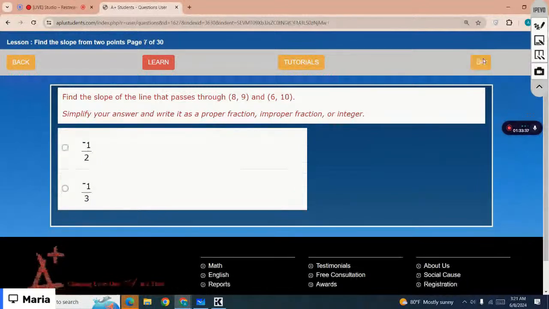Find the slope of the line that passes through the point 8, 9 and 6, 10. So which is the correct option? That is negative 1 by 2. Okay, you can complete the lesson by yourself later today. Let me just move on to next lesson.